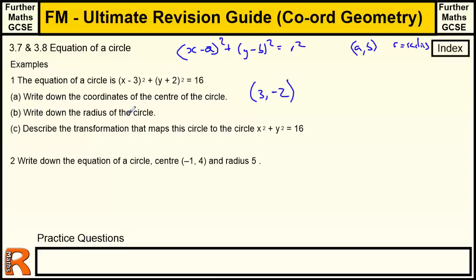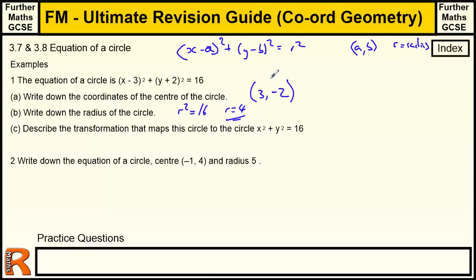Write down the radius of the circle. Well, r squared is 16, so r equals 4. The radius is 4. Describe the transformation that maps this circle onto this circle, x squared plus y squared equals 16. Well, that's the same circle.